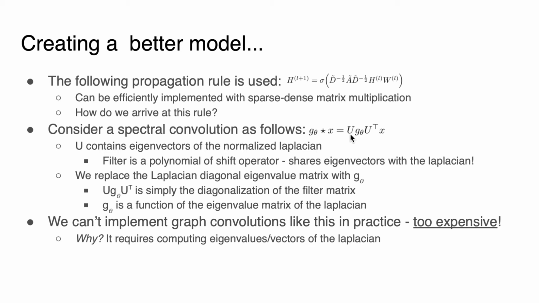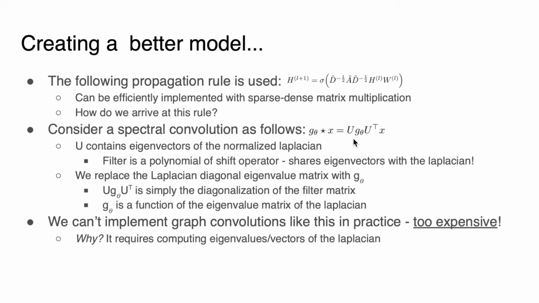Well, it's because when we do this convolution, we're multiplying x by some matrix that's given by the diagonalization seen here. And we know that we always assume that this matrix is going to be some polynomial of our shift operator. It's going to be a polynomial of our Laplacian. Therefore, it shares the eigenvectors of the Laplacian, and we can just parameterize it with this g of theta, a diagonal matrix that is some function of the eigenvalues of our Laplacian.